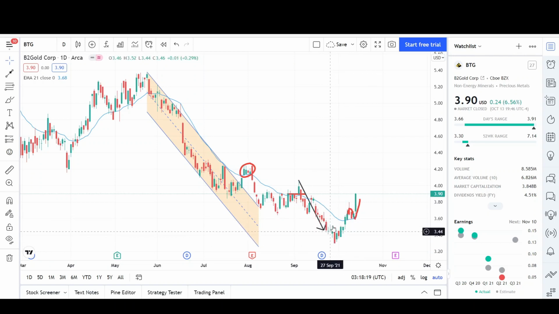So this was a good area for people to get out of their positions if they're short sellers, and for longs to enter if you want to be an aggressive trader. So that's what happened.